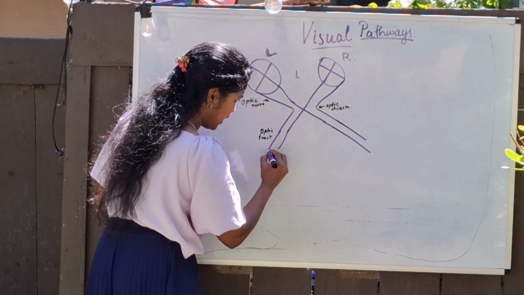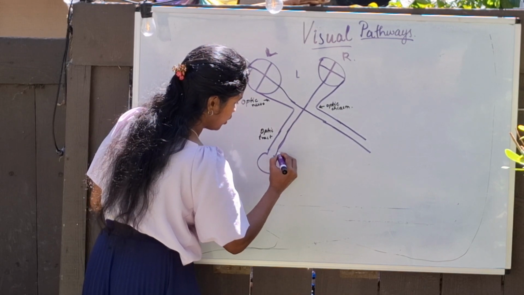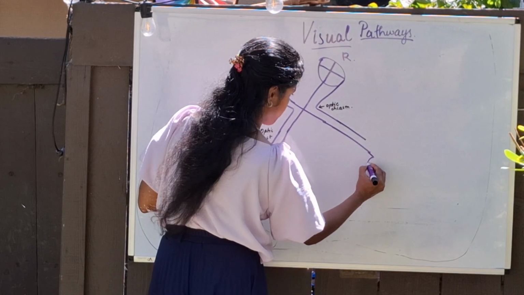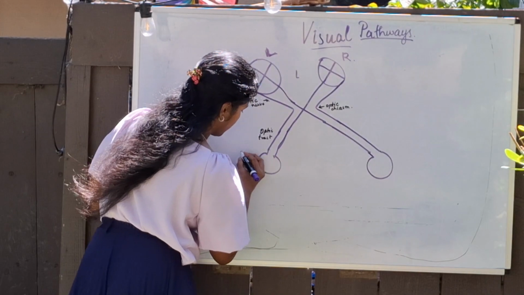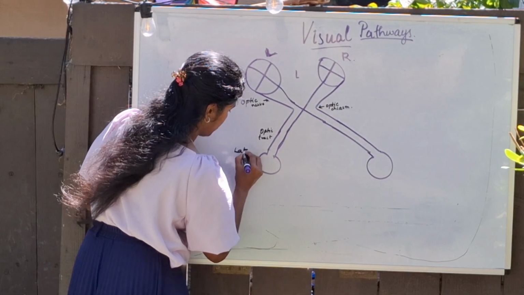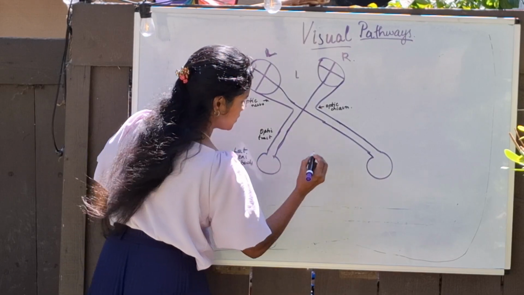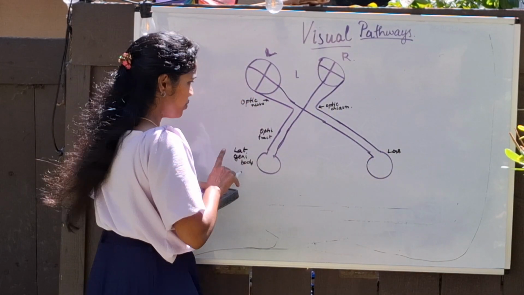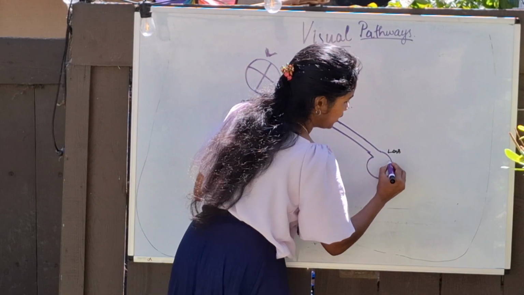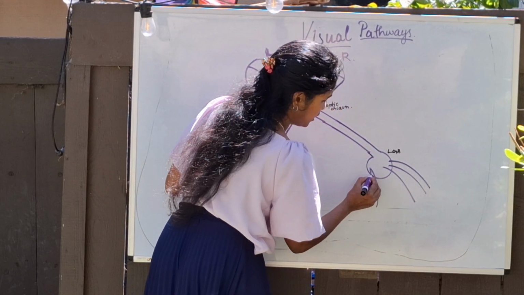The optic tract reaches the lateral geniculate body or lateral geniculate nucleus. Stay with me, I will be explaining in detail about it. From here, there will be optic radiations. These are the superior radiations and these are the inferior radiations.